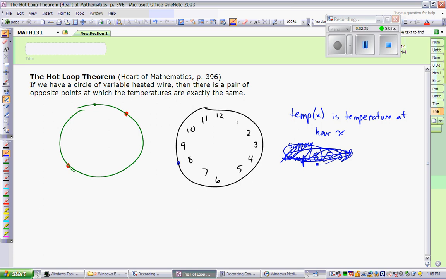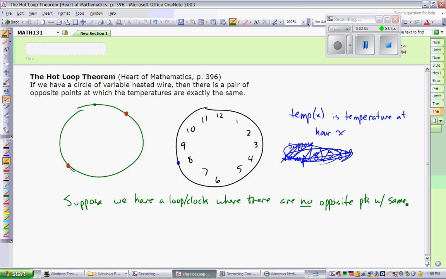We're going to do this by a proof by contradiction. So we're going to suppose we have a clock, or a loop, and we're using the clock as an example here, where there are no opposite points with the same temperature. Alright, so that's our supposition.